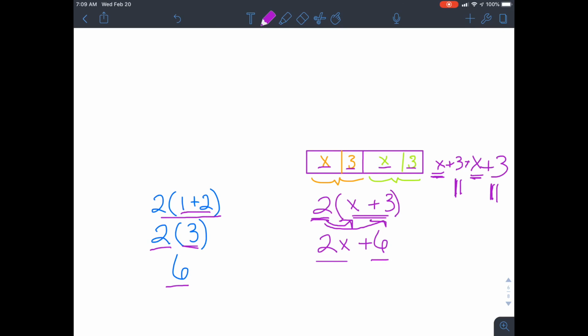So I can multiply what's outside of the parentheses times each thing inside of the parentheses. 2 times x equals 2x. 2 times 3 equals 6. Let's look at another example.